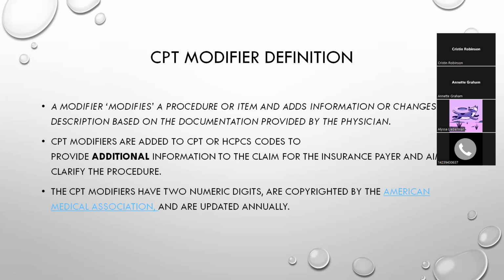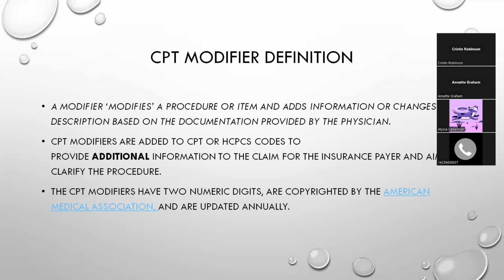So a modifier, quote unquote, modifies a procedure or an item, and it adds additional information or changes the description based on the documentation provided by the physician. CPT modifiers are added to either CPT or HCPCS codes, and this provides additional information on the claim for the insurance to understand the situation and clarify what happened during the procedure or the evaluation and management service.